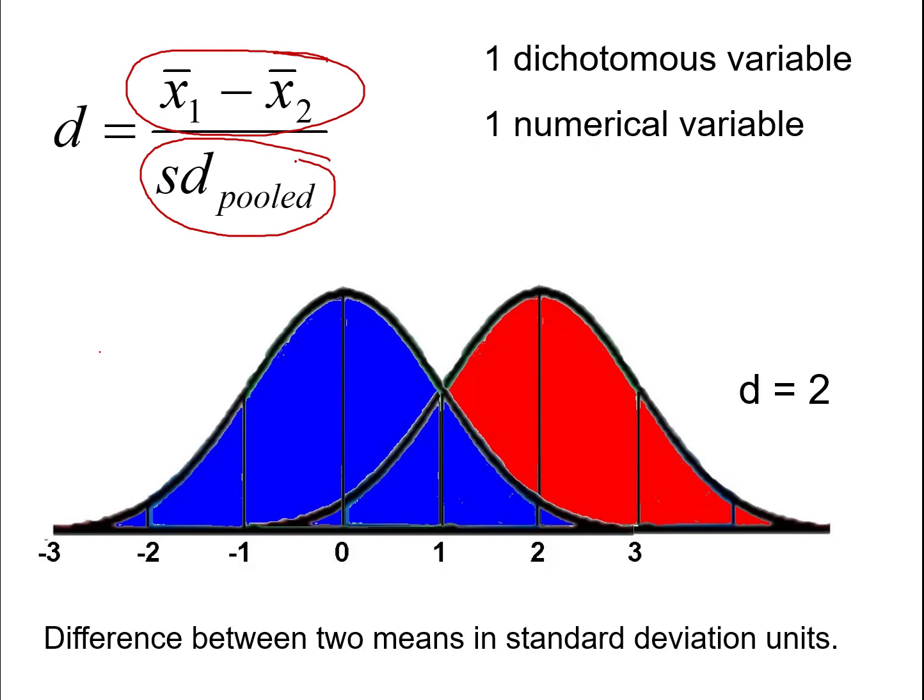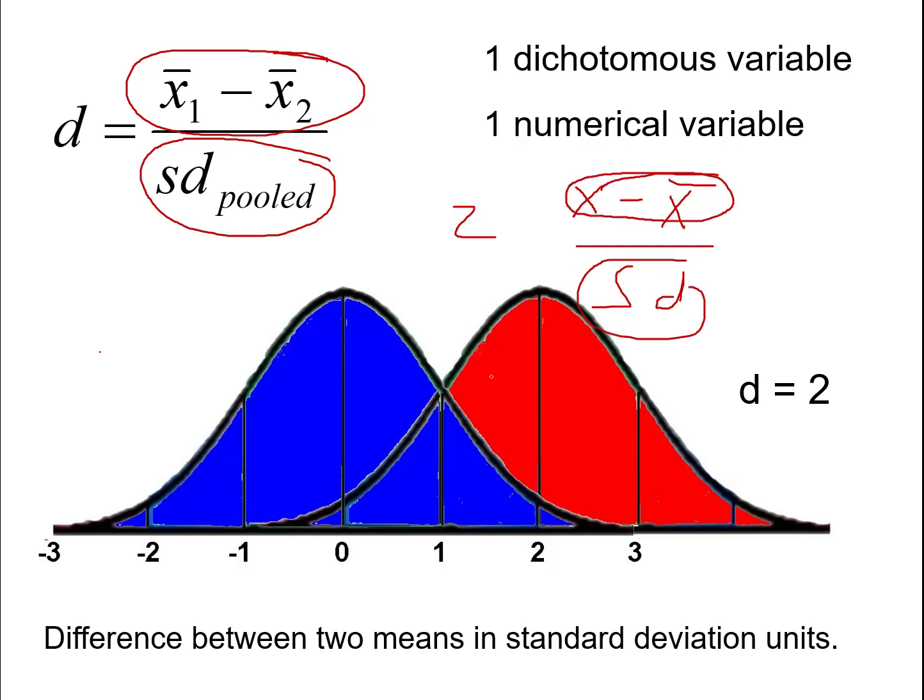Note that this is kind of similar to the z-statistic or the z-score, where I looked at how far someone scored above or below the mean in standard deviation units. The z, if you recall, I took a person's score on x minus the mean, x bar, divided by SD, the standard deviation. So that got the size of difference between a person's score and the sample mean in standard deviation units.